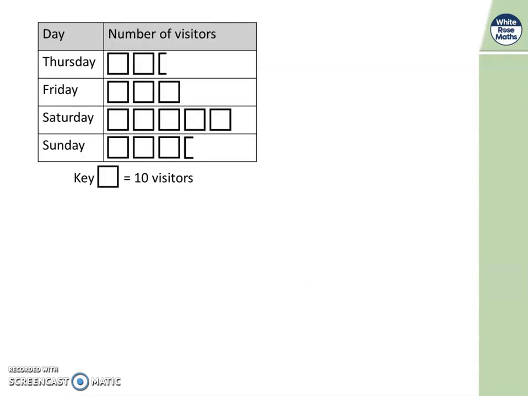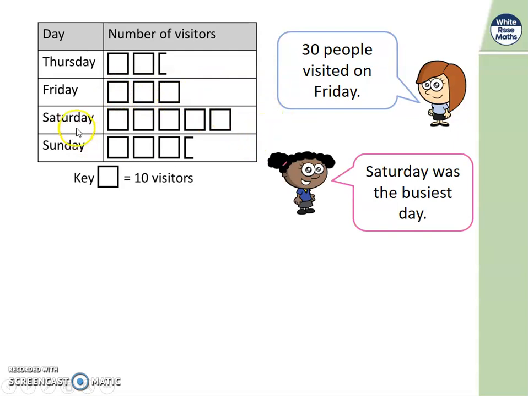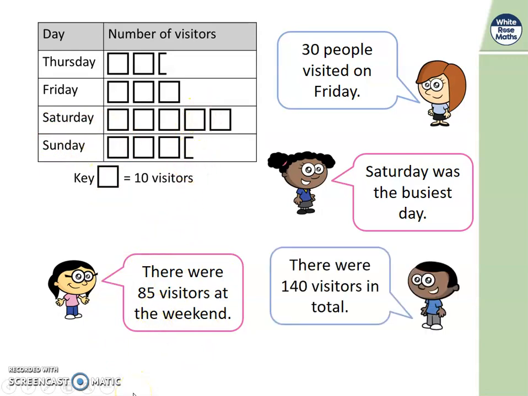From this information, we can notice that 30 people visited on Friday. Let's check: 10, 20, 30. That's correct. Saturday was the busiest day. We can see that Saturday has more visitors, and it has 10, 20, 30, 40, 50 visitors. We can also say that there were 85 visitors over the weekend. The weekend is Saturday and Sunday. Add those two amounts together and we get 85. And there were 140 total visitors in that week.